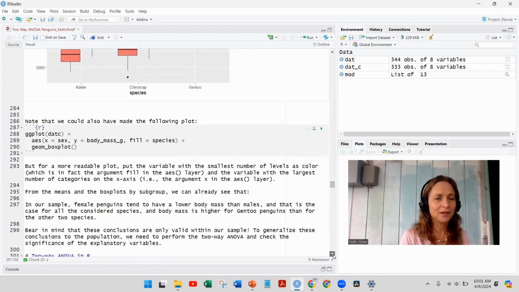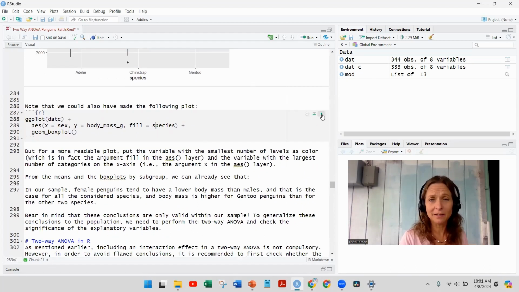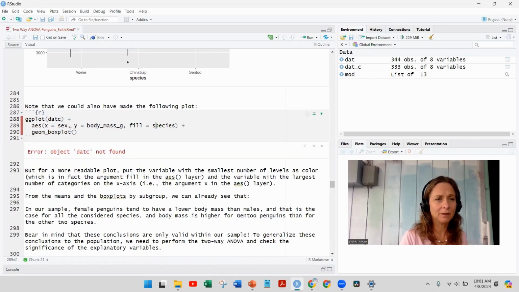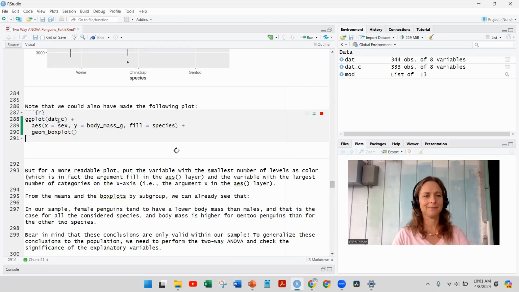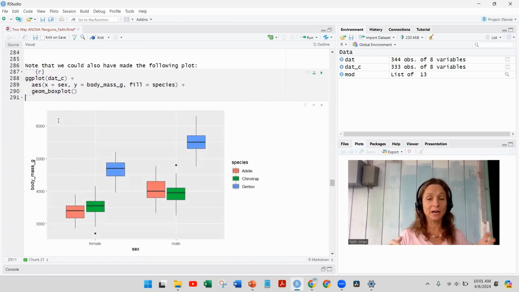Interesting. So now we could have also made this plot, which is, oh, object error dat_c not found. Oh, it's not dat.c, it's dat_c. And we can look at it this way if what we're really interested in is more the sex differences. We could say, okay, females are here and males are here for all the different species, if we group by the species, right? Then you can say, I do fill equals species.